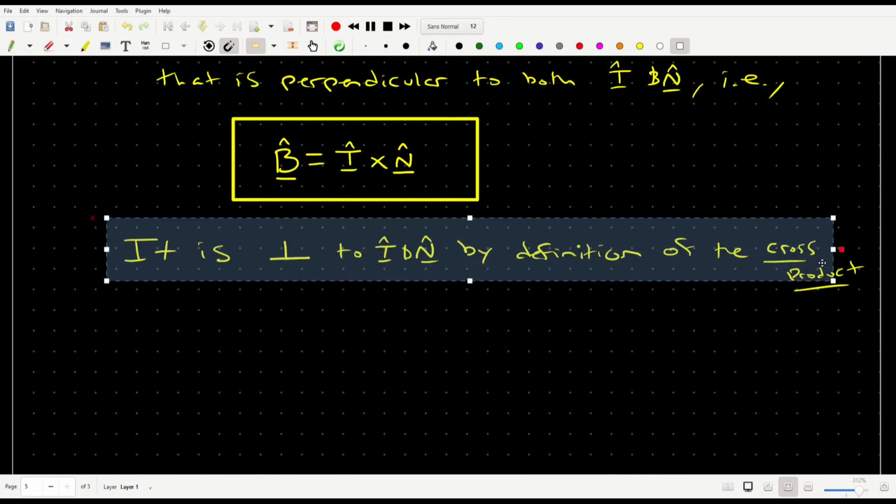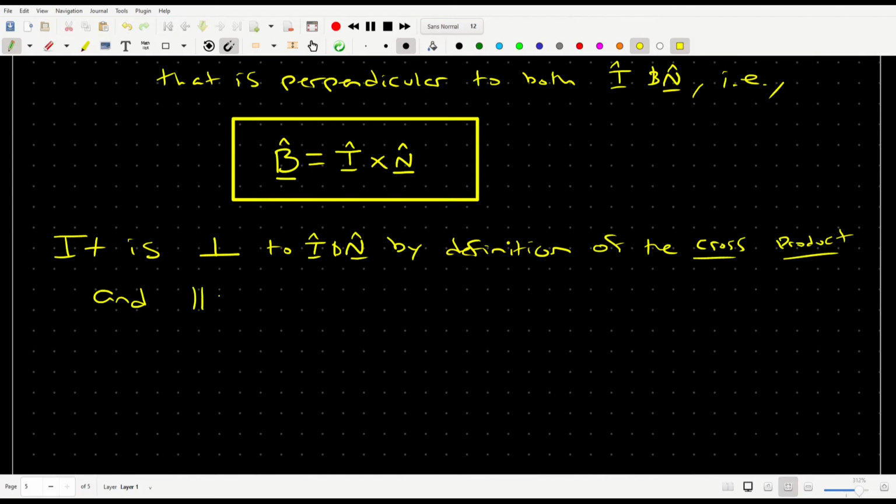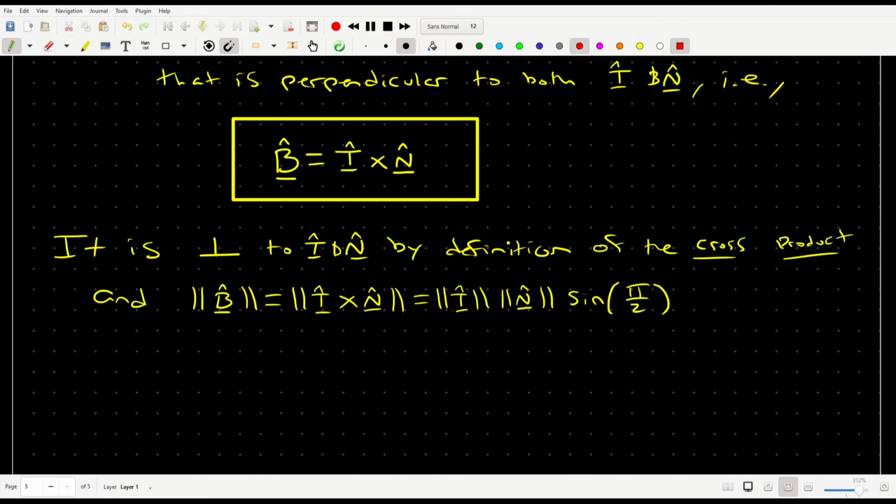Not only that, if you look at the length of b hat, this is the same thing as the length of t hat cross n hat, which we know is the magnitude of t hat times the magnitude of n hat times sine of the angle between t hat and n hat, which is pi over 2. The length of t hat is 1, the length of n hat is 1, sine of pi over 2 is 1, which means the length of b hat is 1.